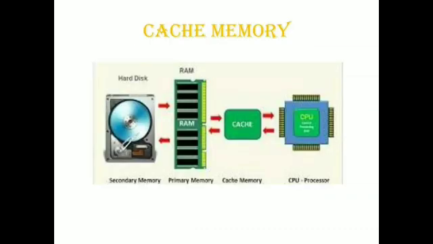Next, cache memory. It is a temporary memory used to store data that is likely to be used again. It is located between the CPU and the main memory. It is a high-speed memory and can be accessed very quickly.